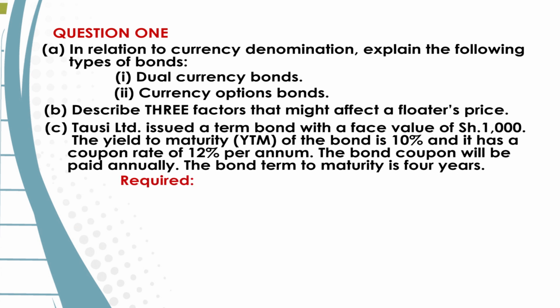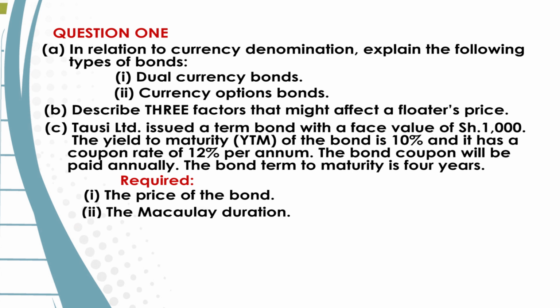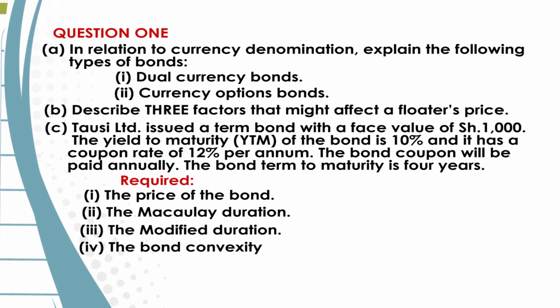Required, Roman 1. The price of the bond, 3 marks. Roman 2. Macaulay duration, 2 marks. Roman 3. The modified duration, 2 marks. Number 4. The bond convexity. This is an August 2023 question, 1C. We are given details regarding a term bond with a face value of 1,000 shillings.